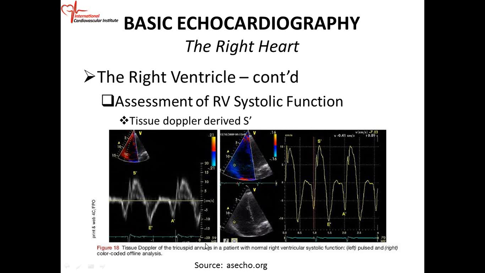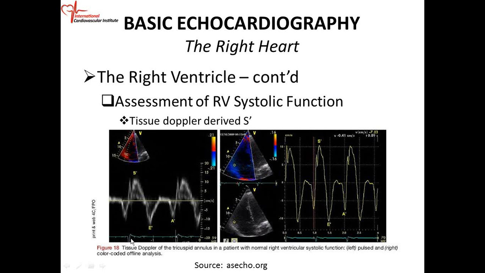This is just using another method. We use strain. We can do it with strain. The same thing, you see a four-chamber view, and your cursor is right there, lateral annulus. This is your systolic and your diastolic.